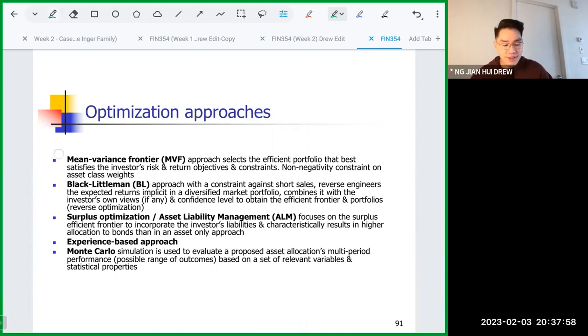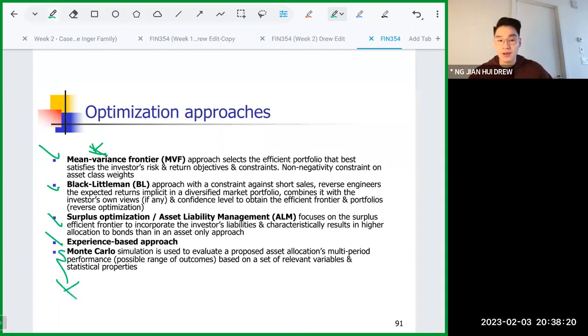So we have the mean variance frontier. This is our main method of optimizing. We have the Black-Litterman, which is based on the mean variance frontier. We have surplus and asset liability management. Experience-based and Monte Carlo we will not cover.